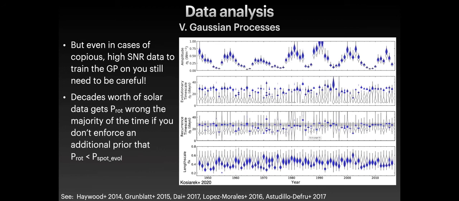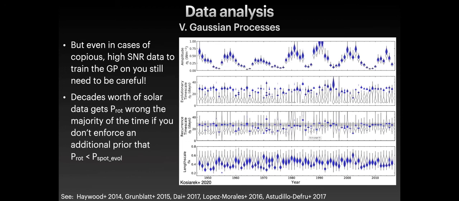So what this is saying is that when left to its own devices, the GP does not necessarily get the solar rotation period right the majority of the time. But if you add an additional prior to the analysis, if you add a requirement that the spot evolution time scale, which is what's shown in the second panel here, is longer than the rotation time scale, that is, the same spots last long enough that they come around multiple times around the sun so that we see them coming around through multiple rotation cycles, then instead of the black violin plots, you get the blue plots instead.